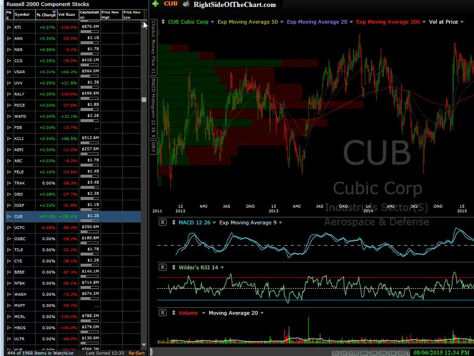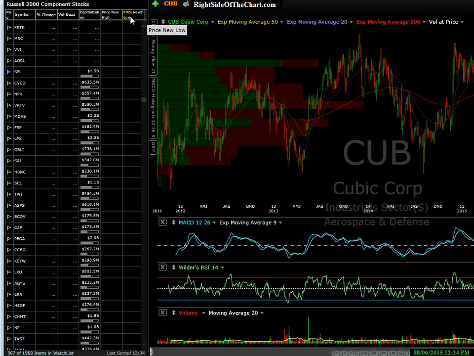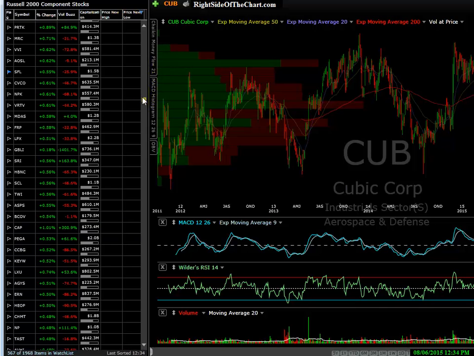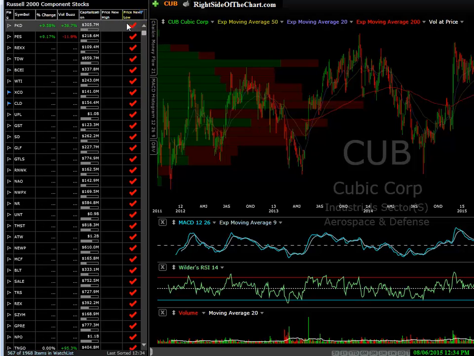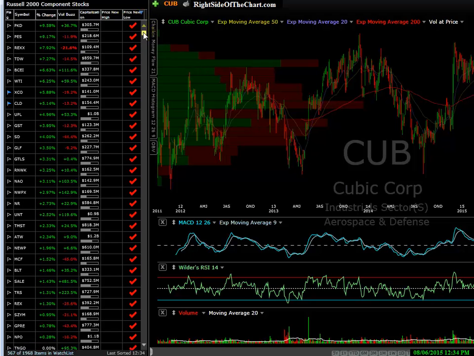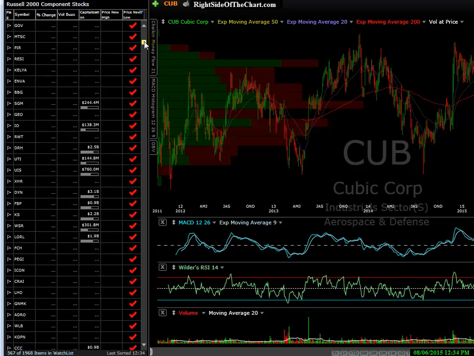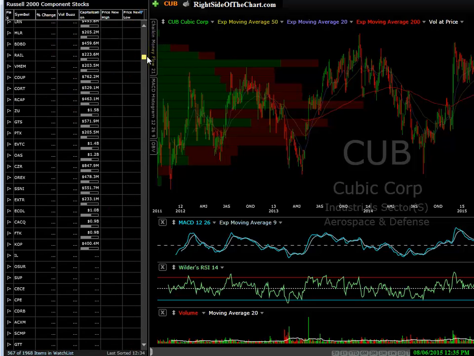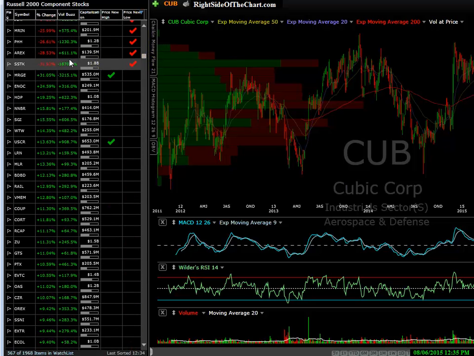Now let's look at new highs, new lows. I can click on that column, and now it sorts. I have to move this scroll bar up there. This is the number of stocks making new 52-week lows, and there's quite a few. I'm scrolling down here. And if you want to know exactly how many, click on the last checkbox.